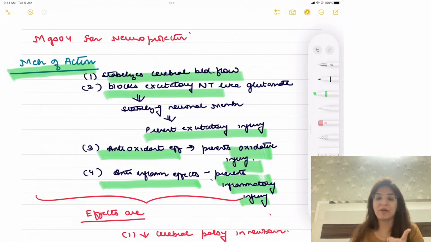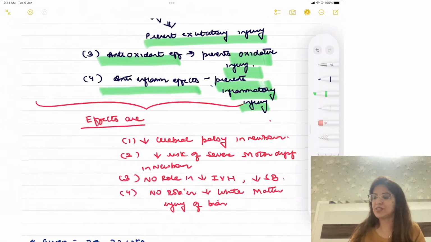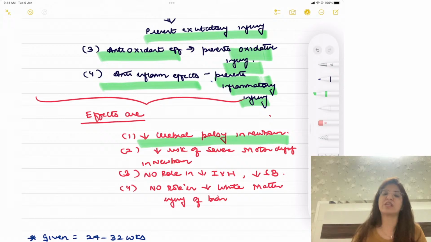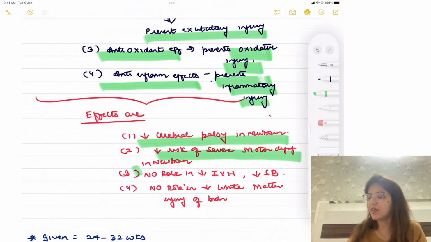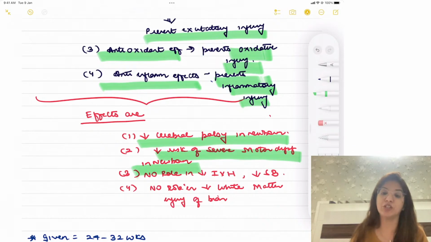It is going to stabilize cerebral blood flow, right? Number two, it is going to block excitatory neurotransmitters like glutamate, and so it is going to prevent any excitatory injury. It has antioxidant effects, so it prevents oxidative injury. It has anti-inflammatory effects, so it prevents inflammatory injury. So the overall effect is it decreases the chances of cerebral palsy in the newborn. It decreases the risk of severe motor dysfunction in the newborn.